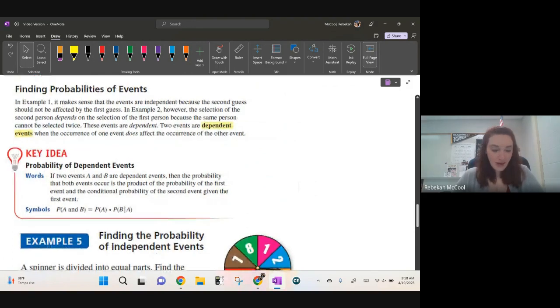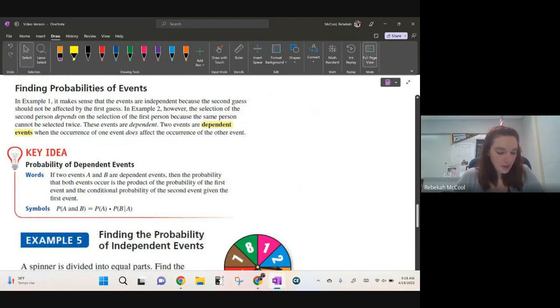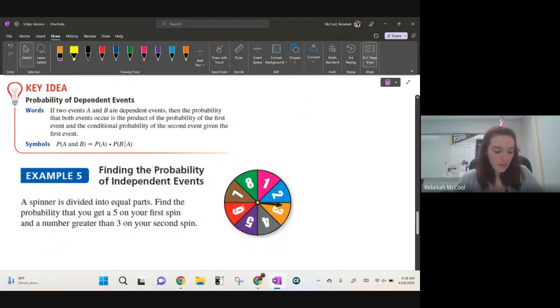So let's actually apply this. In example 1, it makes sense that the events are independent because the second guess should not be affected by the first guess. In example 2, however, the selection of the second person depends on the selection of the first person because the same person cannot be selected twice. These events are dependent. Two events are dependent events when the occurrence of one event affects the occurrence of the other event.